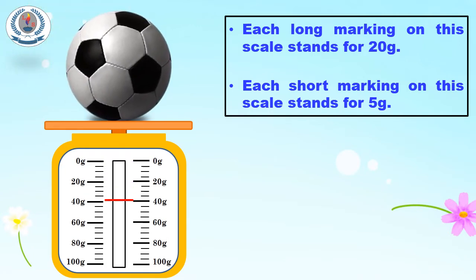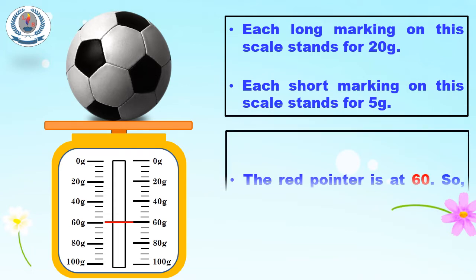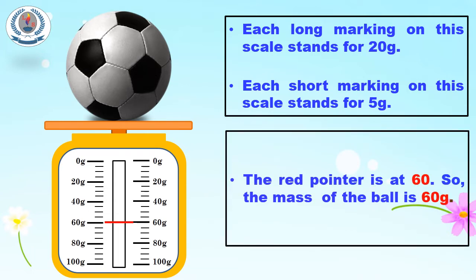Now you can see there's a ball on the scale. So, what is the mass of the ball? Look at the scale carefully. Can you see a red pointer in the scale? Where is it? Yes, it is at 60. So, the mass of the ball is 60 gram.